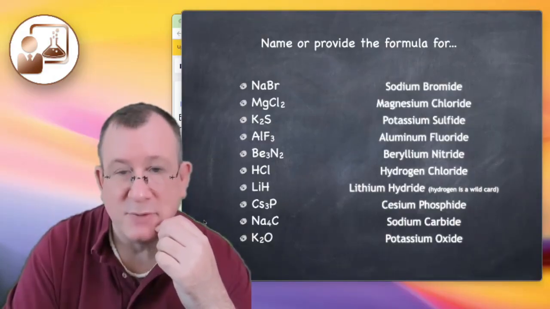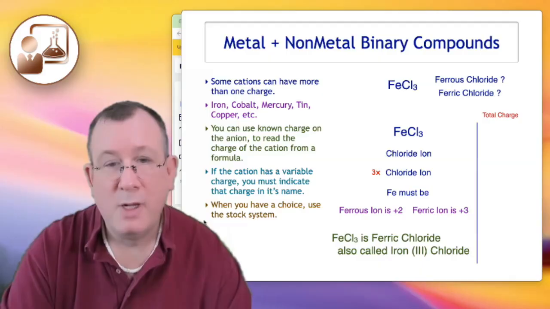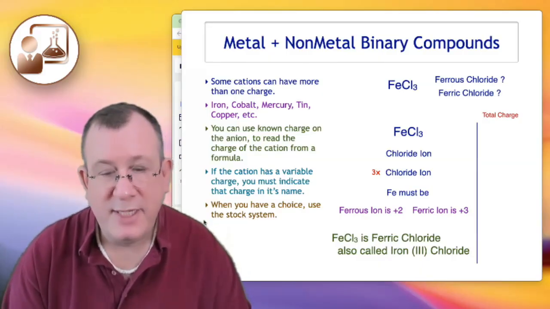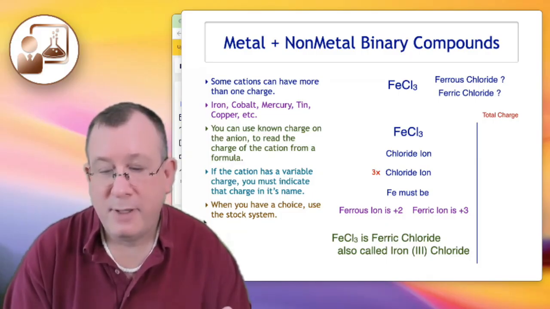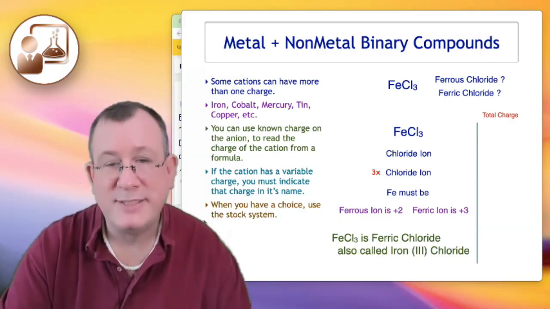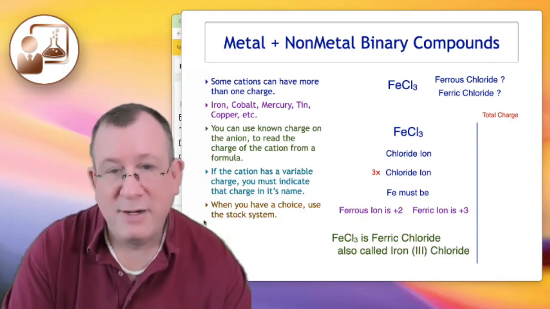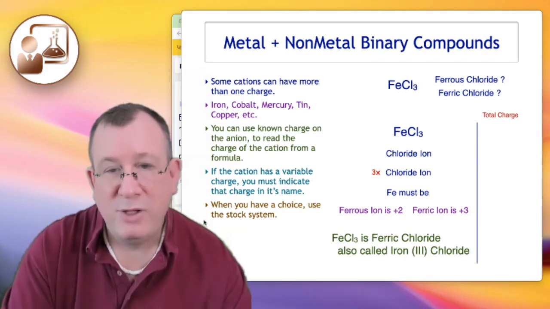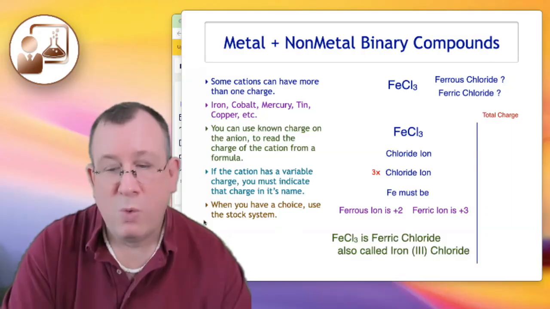Now the next question is, well, how do I get the formulas from the names? Because you need to be able to go both ways. All right. If somebody gives you a formula and says, what is the name of this thing? Look at that iron there, right? Remember, iron can have more than one charge. In order to name it, you are going to need to know which iron ion you are looking at.